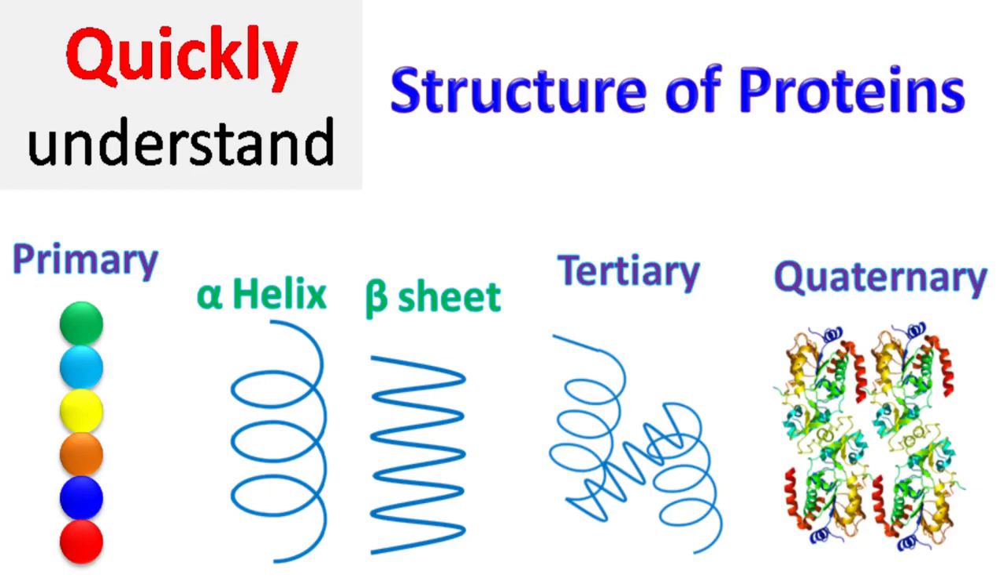Hey everyone, quick biochemistry basics here. Let's talk about the structure of protein. So the proteins have a primary, secondary, tertiary and a quaternary structure. Let's talk about each of them.